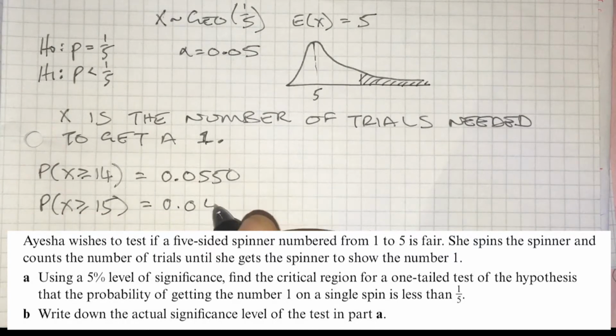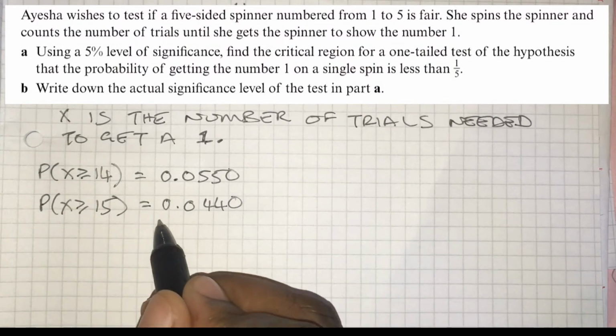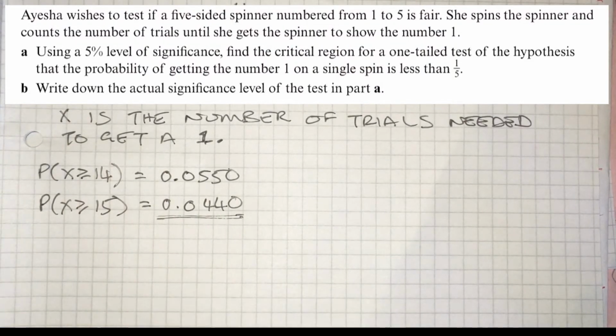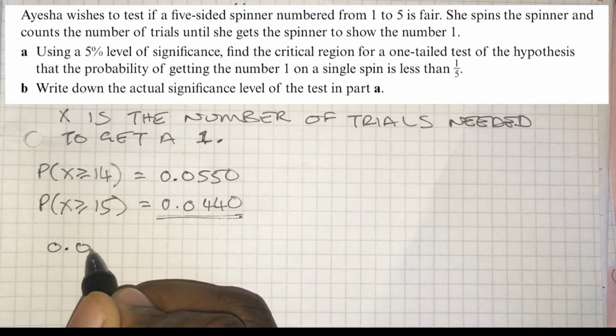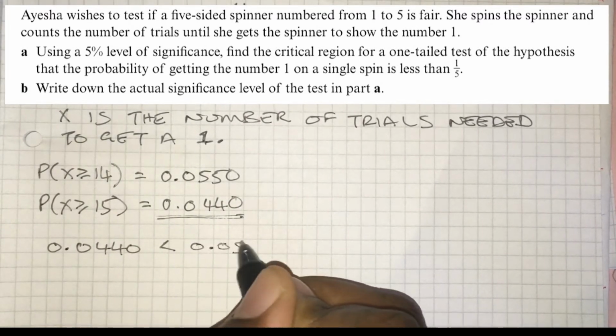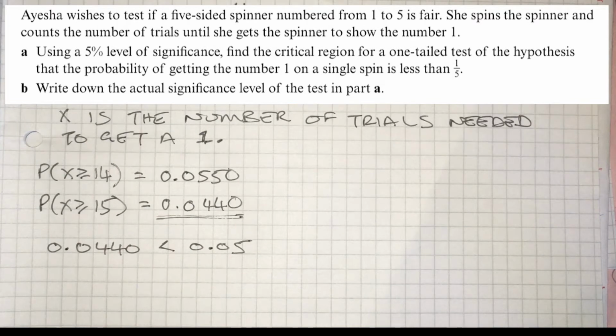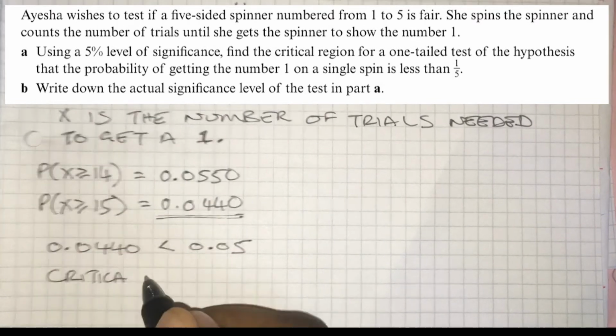And with some calculator work, I can see that the probability of X greater than or equal to 14 is 0.0550, and greater than or equal to 15 is 0.0440. So I can see from there that the region that generates a probability less than 5% is X greater than or equal to 15. That is our critical region. X is greater than or equal to 15.